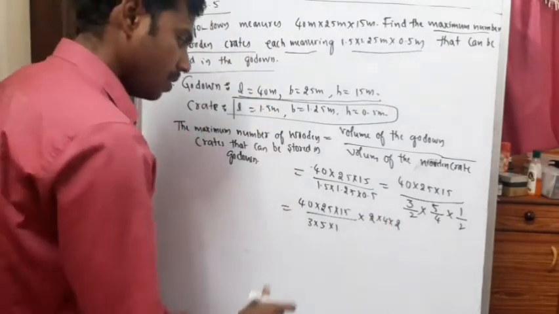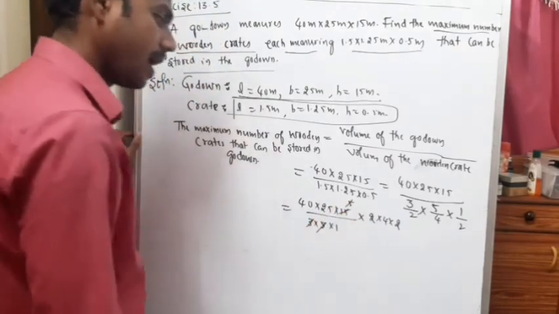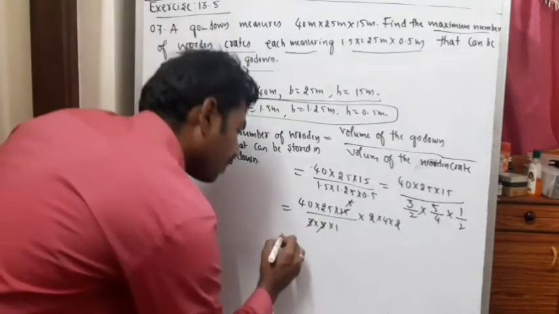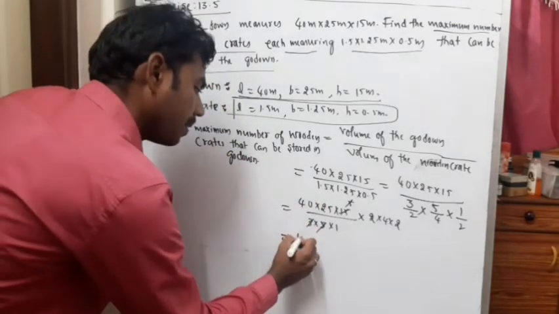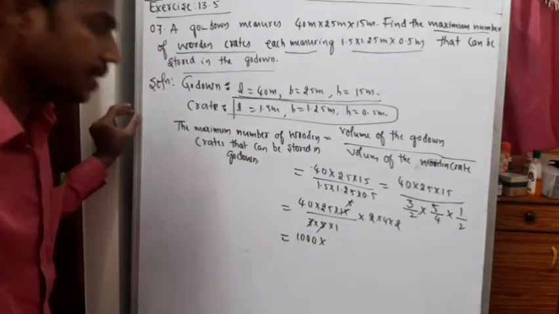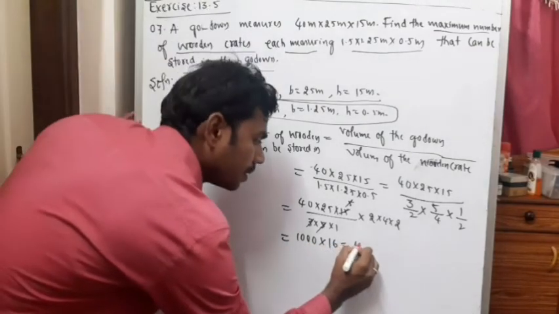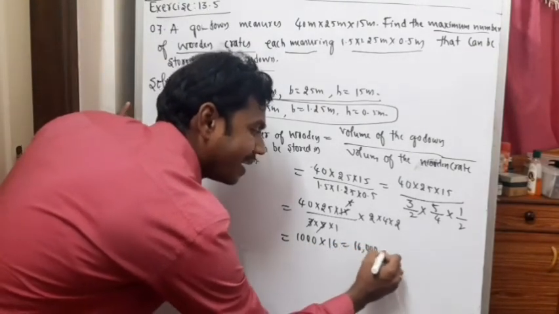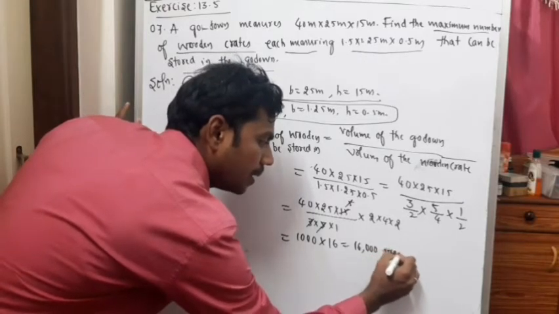Okay. 3 ones are 3, 3 fives are 15. This 5 will get cancelled. Okay. 25 fours are 100, followed by 1 zero. 2 fours are 8. 8 twos are 16. 16 into 1000. 16,000 wooden crates can be stored in the go down.